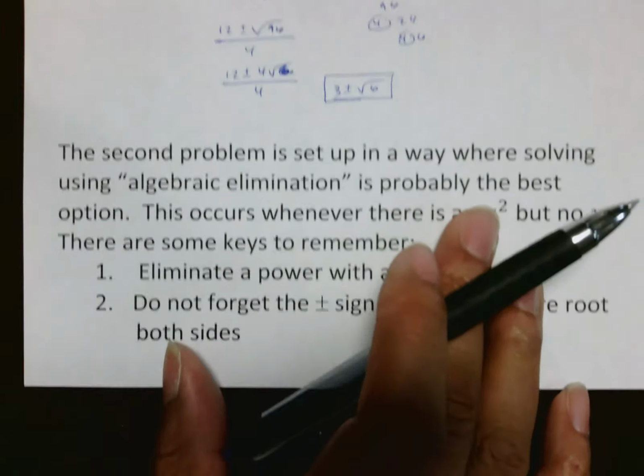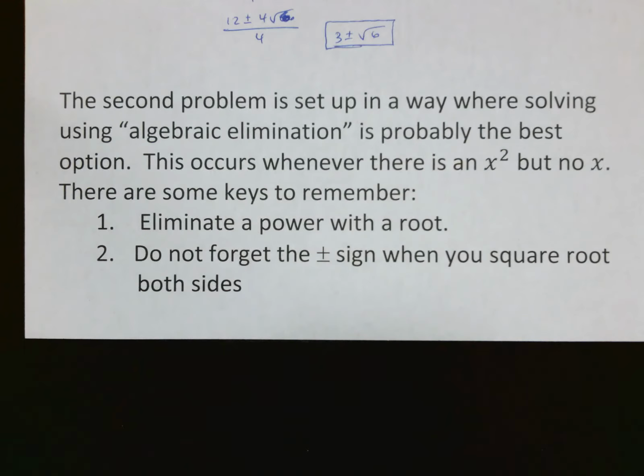The second type of problem is set up in a way where solving using algebraic elimination is probably the best option. This occurs whenever there's an x squared but no x.